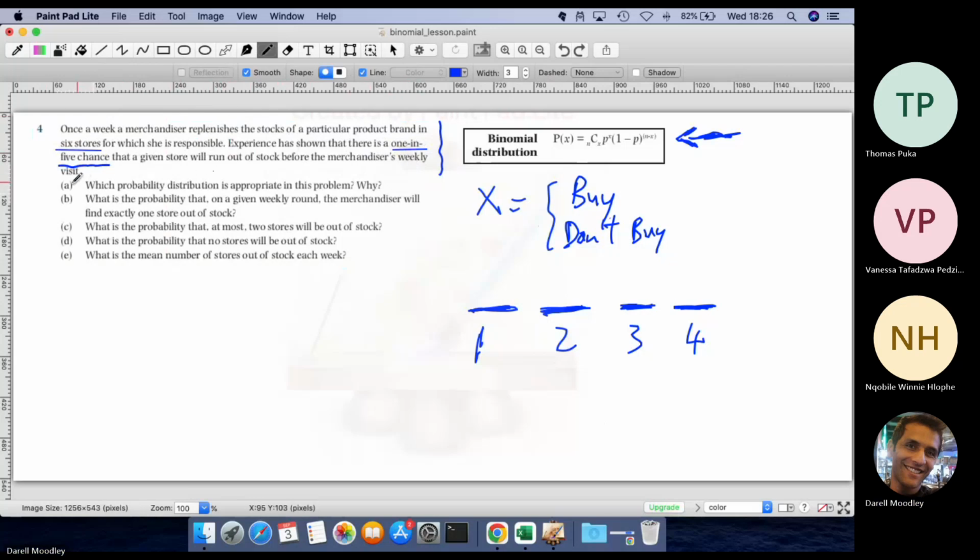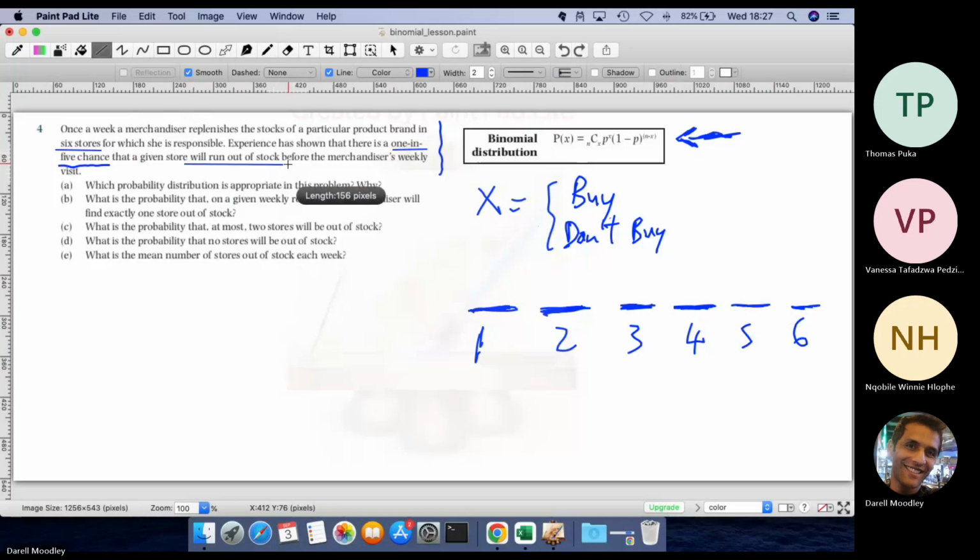Right. If you look at the first question, it says which probability distribution is appropriate and why. So in this example, you'll see that there are 6 stores. So in here, the number of trials is 1, 2, 3, 4, 5, and 6. And each of these stores, if you read the question, can either run out of stock or have stock. So those are the 2 possible outcomes, and they're the opposite of each other. You either have stock or you don't have stock.